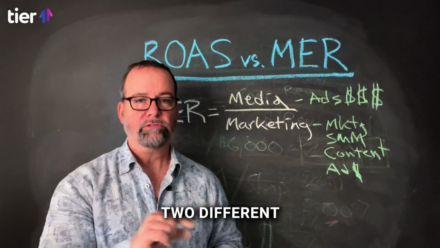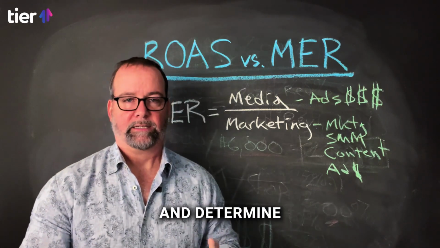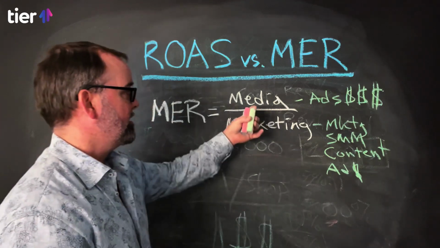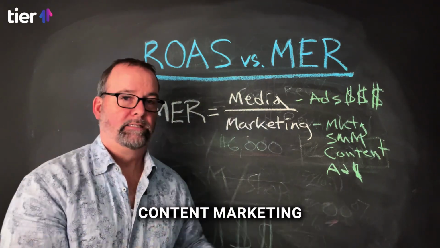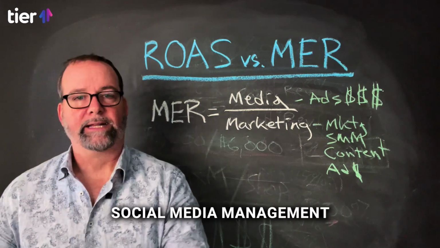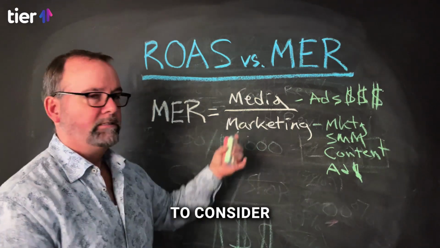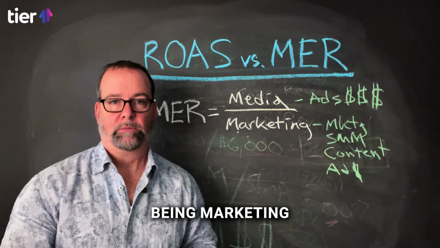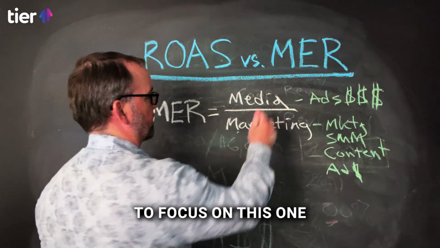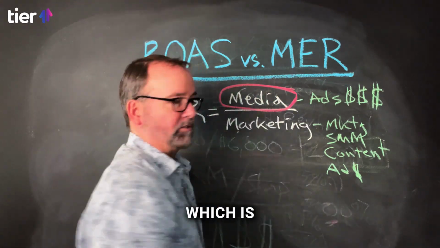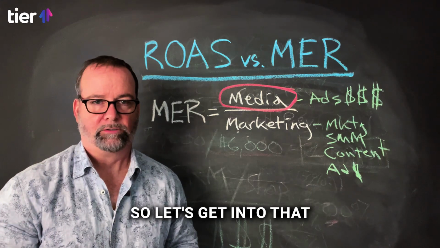So there are two different types here. Just look at your business and determine, okay, am I ad heavy? Maybe I use media efficiency ratio. If I'm more content marketing, individual social media management, maybe email, things that are non-paid advertising, you might want to consider your MER being marketing. So for today's purposes, we're really going to focus on this part of MER, which is media efficiency ratio, and in particular, advertising spend. So let's get into that.